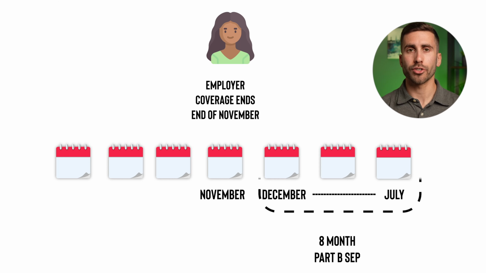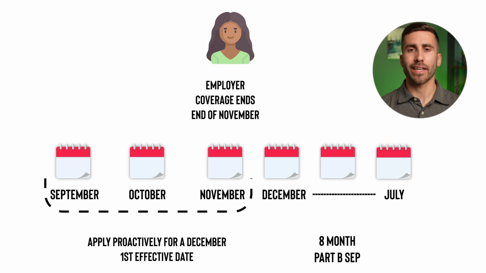However, this is important. Just because this Part B SEP can last up to 8 months after your employer coverage ends, it does not mean that is when you should plan on enrolling in Medicare Part B. In reality, you will want to be proactive and apply for Part B using your special enrollment period up to 3 months before your employer coverage actually ends, which you can see is possible as stated on the Form 40B, which is the actual application for Part B.